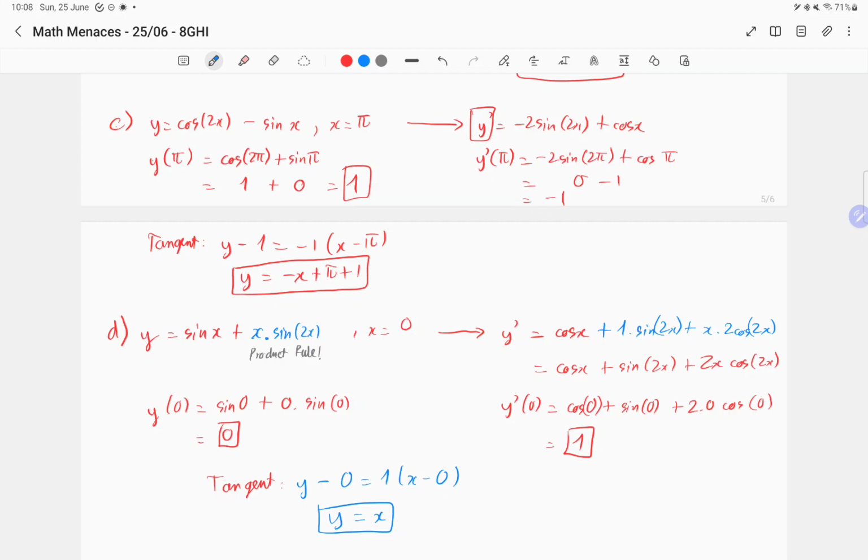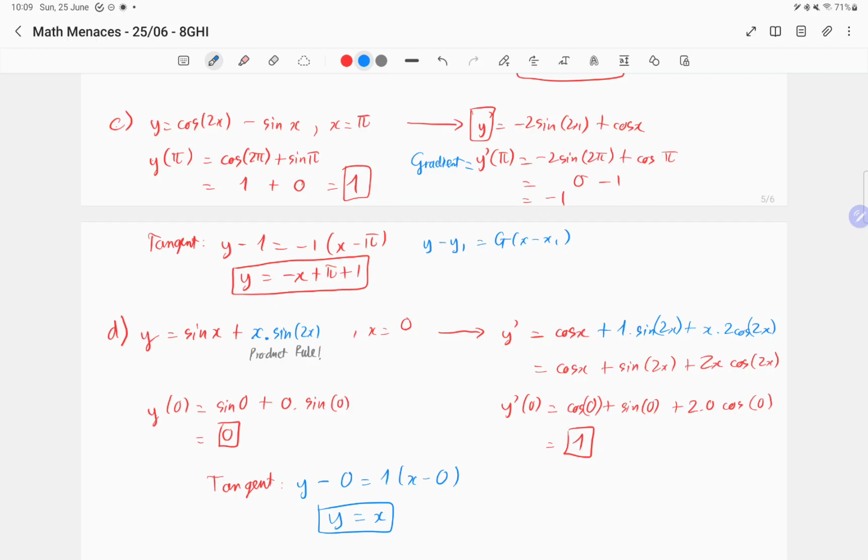Any question, Sarah? What is the gradient again? How do you find the gradient? The gradient is literally the meaning of the derivative. The derivative, when you evaluate at a point, is the gradient. How did you put that into the equation? The equation is y minus y1 equals the gradient times x minus x1.